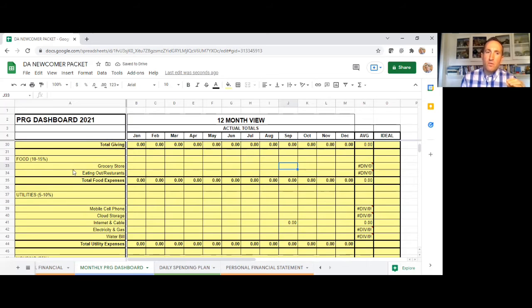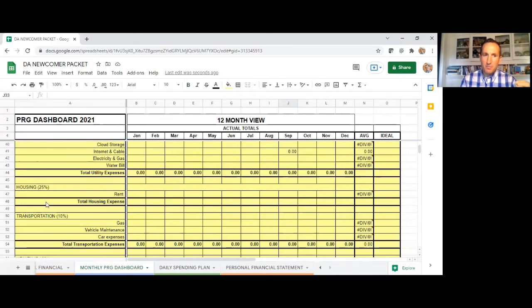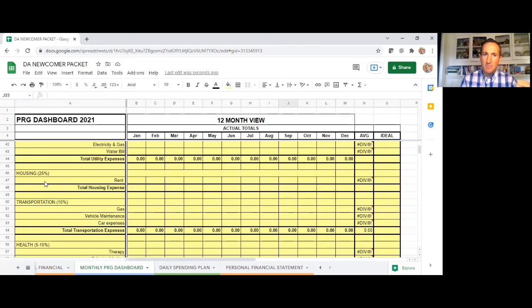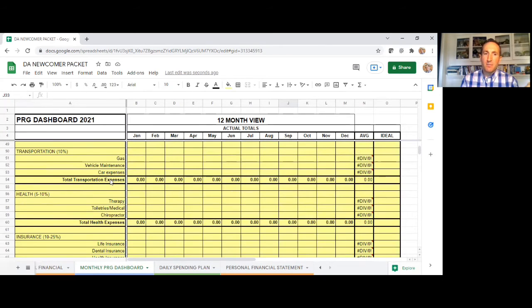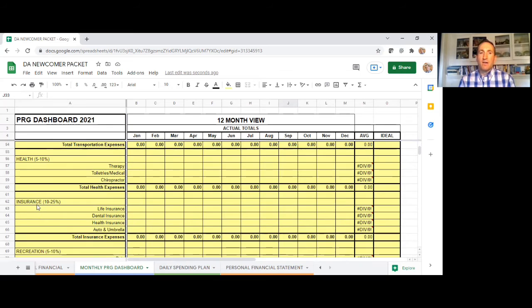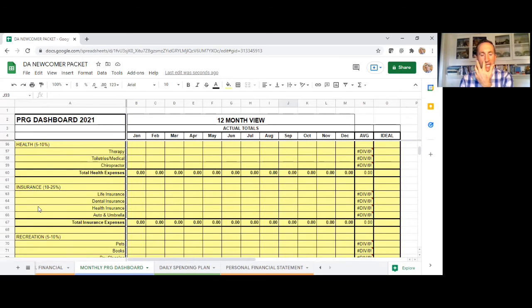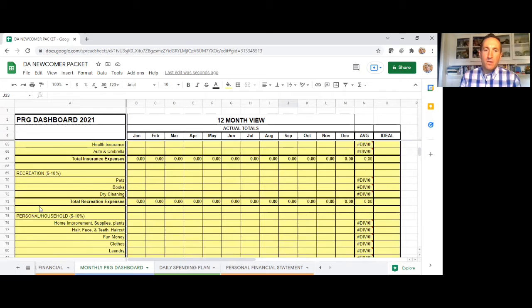So these are just suggestions that I've heard from doing research: food should be no more than 10-15% of your income, utilities 5 to 10%, housing 25%, whether you're renting or paying for a home through a mortgage, transportation 10%, and that includes gas, vehicle maintenance, and car expenses. So all this is laid out here and adds up to 100%.